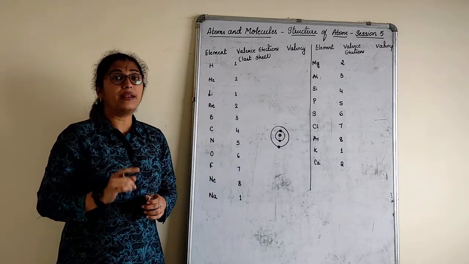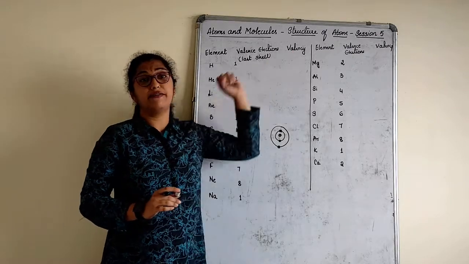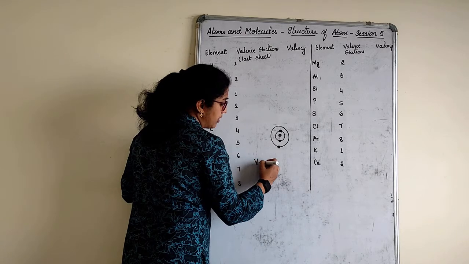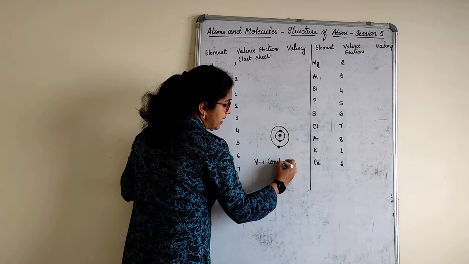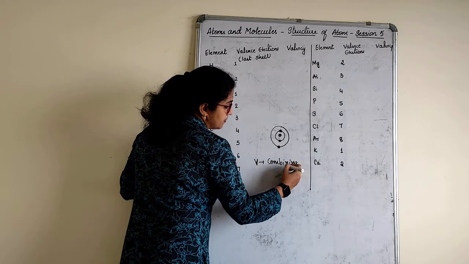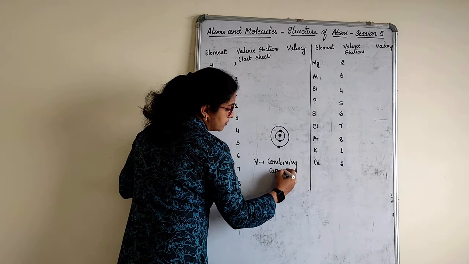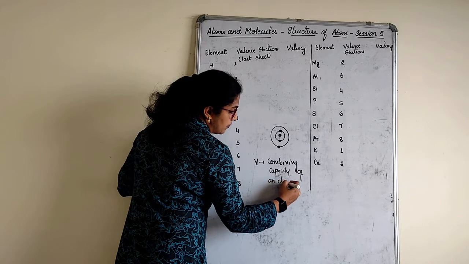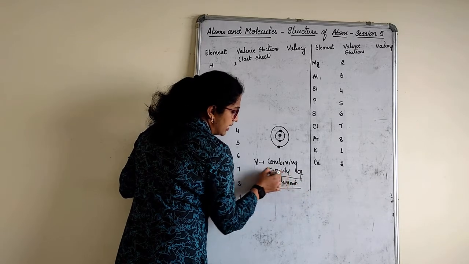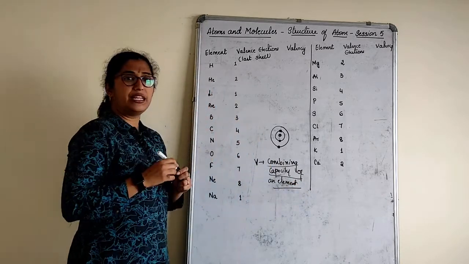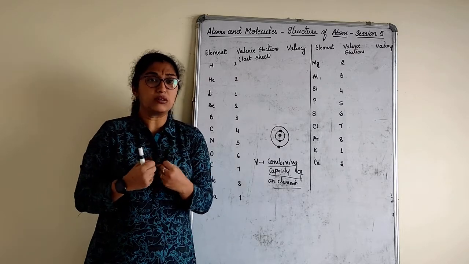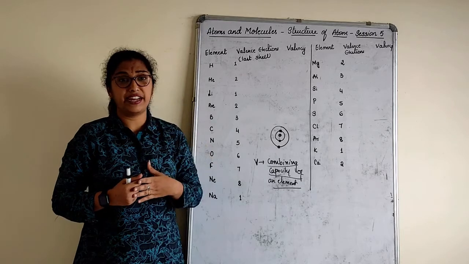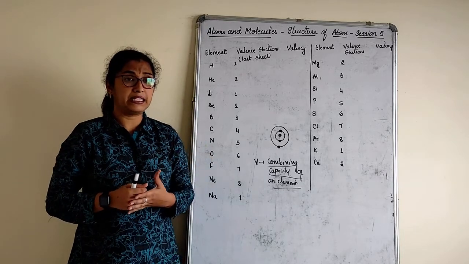Now there is one more column called valency. What is valency? Valency is the combining capacity of an element. That's the definition. It's given in the book, right? Combining capacity of an element. That means something has to combine an element with another. That is what valency will define.